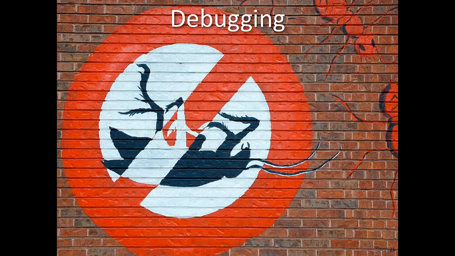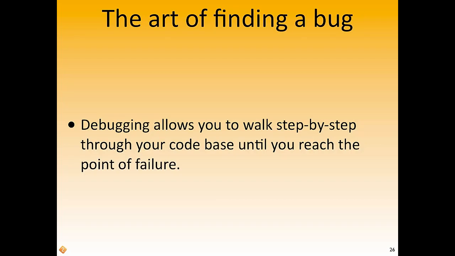All right. Next step, after we've done some documentation, is also very important, debugging. So debugging is what we call the art of finding a bug. And it allows you to walk step by step through your code base until you reach the point of failure.